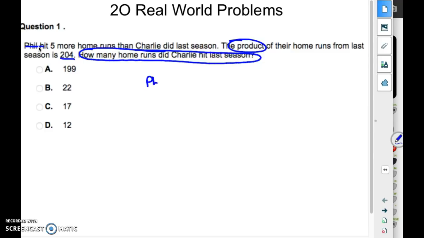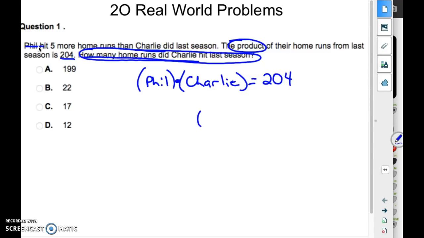So we've got Phil times Charlie, and it's going to come out to 204. So the question is, how many home runs did Charlie hit? So that's going to be our x. So we need to have a way to represent Phil's home runs. Well, it says in the problem that Phil hit 5 more than Charlie. So if Charlie hit x and Phil hit 5 more, that's going to be x plus 5.